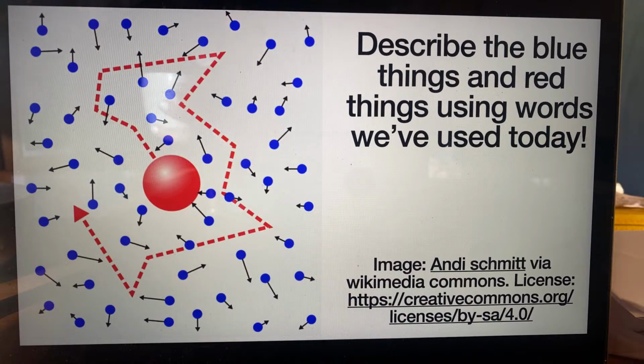It's very soothing. So you can use more than one word. In exams, you don't usually get marked down for using more than one word as long as they're all correct. Like if the answer's big, you can't say it's big and small and medium size. But if you said big, colossal, huge, you'd get the mark, right? So how many words can you use to describe the blue thing and the red thing, using words we've used today?